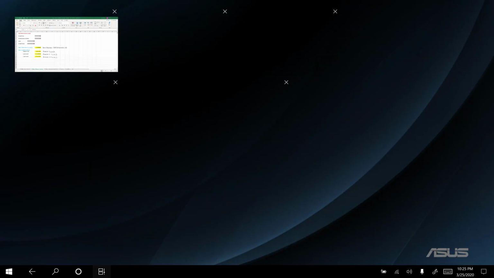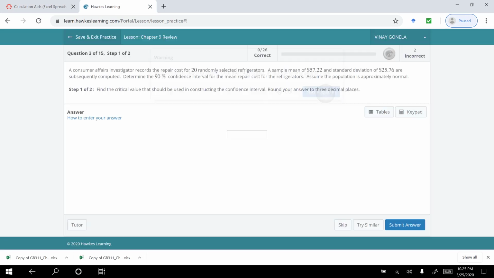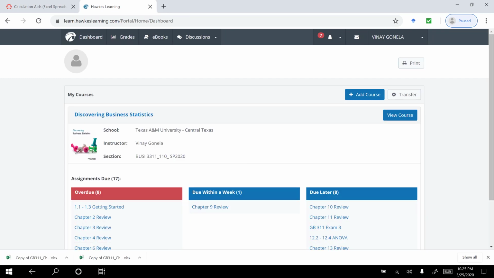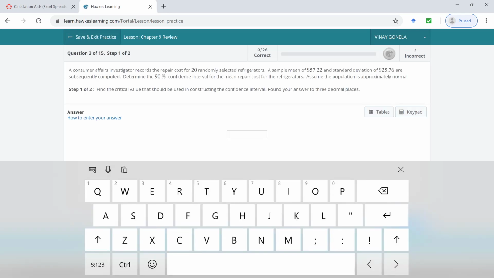Okay, so we will try to solve one Hawk's problem on this and see whether we are able to do it. So I will open Hawk's. Let me log into Hawk's. Let me see if this is a T-stat problem. Yeah, this is a T-stat problem. We have 20 randomly selected refrigerators, and a sample mean is 57.22, and a standard deviation is 25.76. They didn't say population, they said sample. They wanted us to determine a 90% confidence interval.